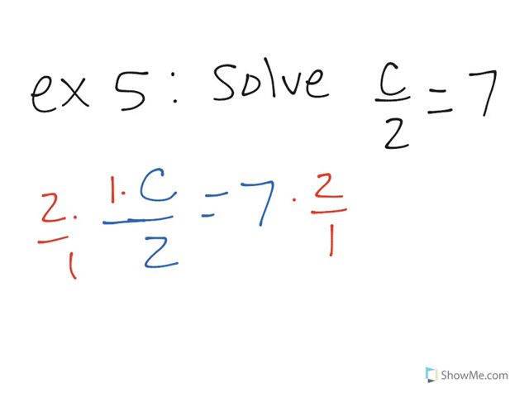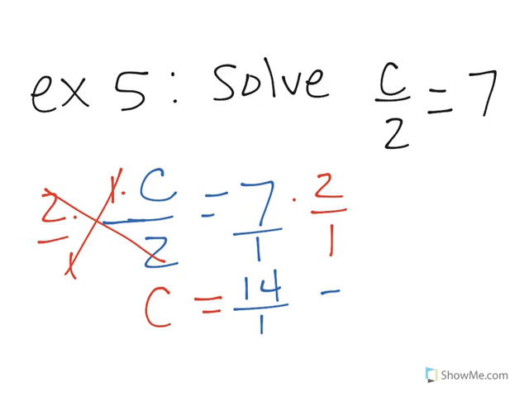So 1/2 and 2/1, that cancels out to make our 1. So I'm just going to bring down c. And then I'm going to have 1 as my denominator here. So I'm going to say 7 times 2 is 14. 1 times 1 is 1. So my answer is 14. And that is how to solve equations using the idea of reciprocals.